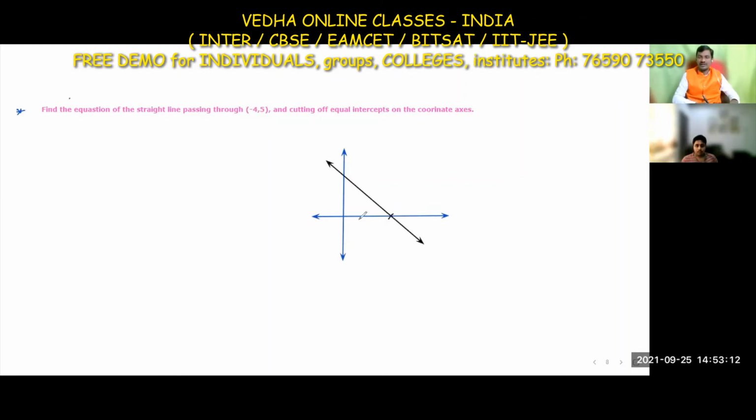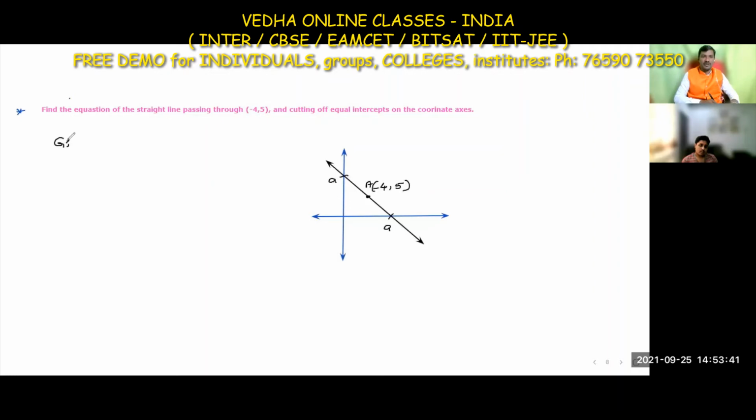If it is intersecting at a on the x-axis, then on the y-axis also it is intersecting at a. Usually a and b are the intercepts. And it is passing through minus 4 comma 5. This line is passing through 1 point. 1 point is given. This is a rough diagram.